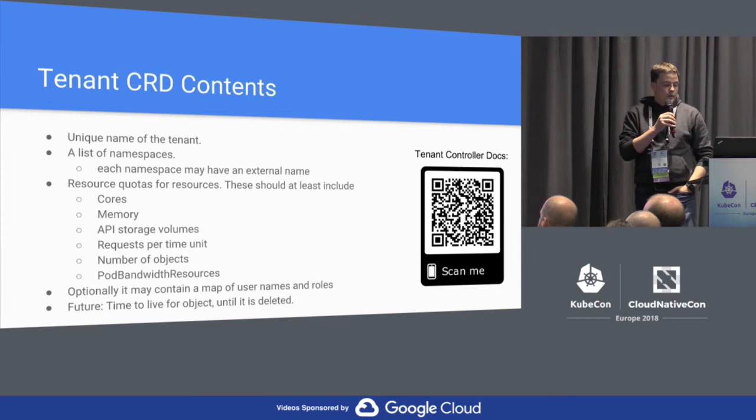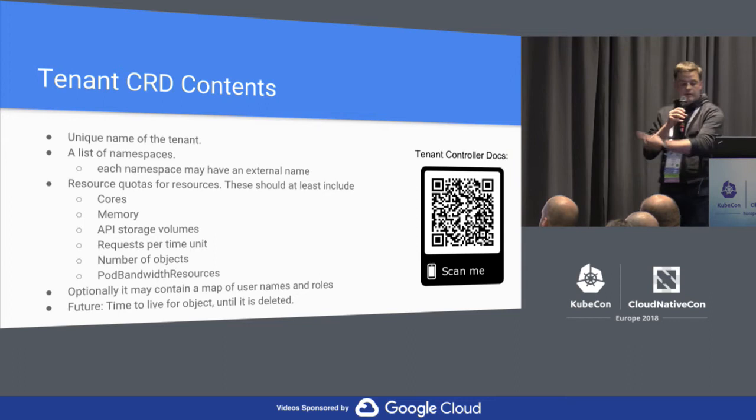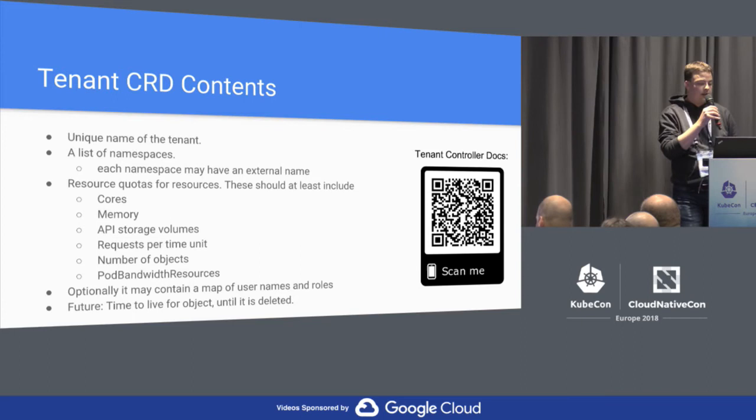So for now, what we did was we came up with a tenant CRD proposal that is also available here in the Google Docs, and we also linked that to the mailing list. And that tenant should contain, of course, a unique name that is also unique across the whole system externally. So the name needs to be only one time there.